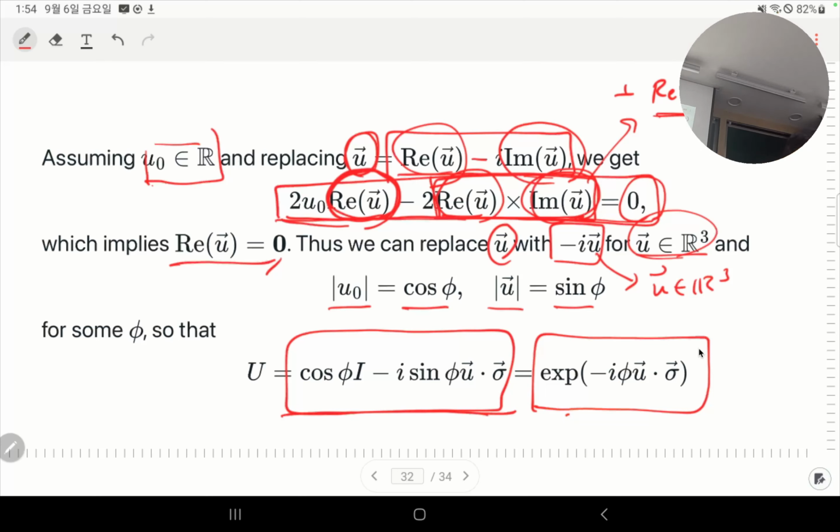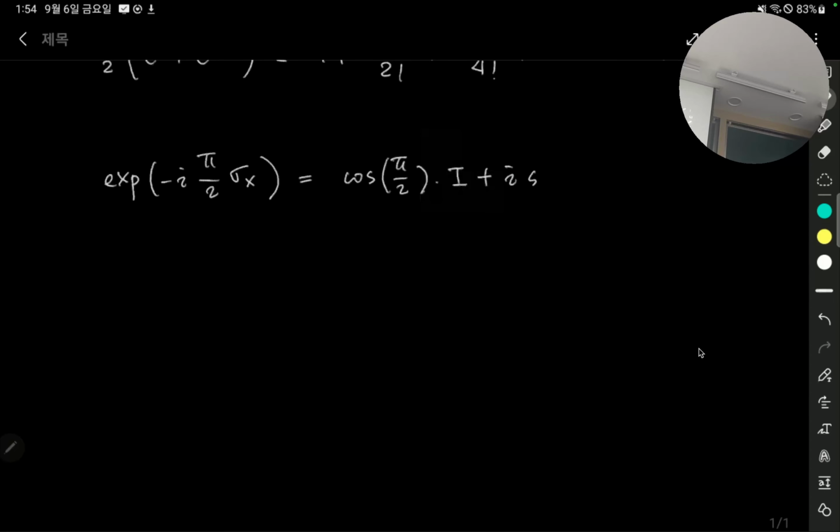So let me give you a final remark before I finish. Here, when I have the exponential of minus i phi u times sigma, for example, let's say phi equals pi over 2 with sigma x. Let's compute what this is. It's cosine pi over 2 times I plus i sine of minus pi over 2 times sigma x. Cosine pi over 2 is 0, so we get i times minus 1 times sigma x. So you get minus i sigma x.